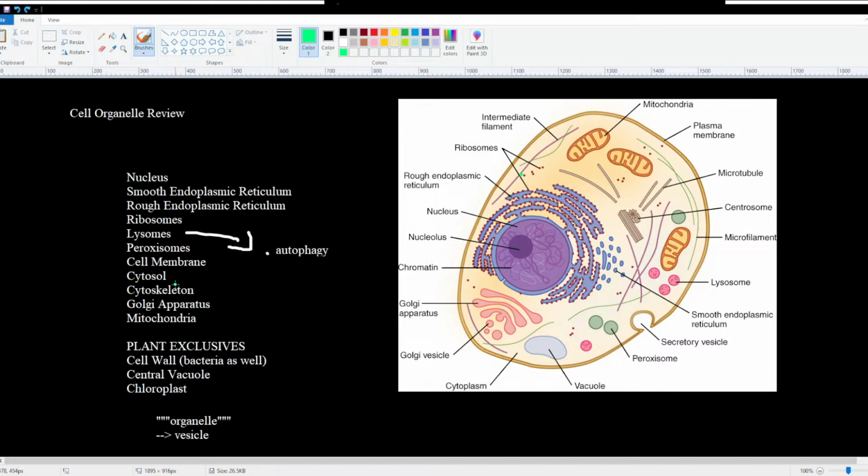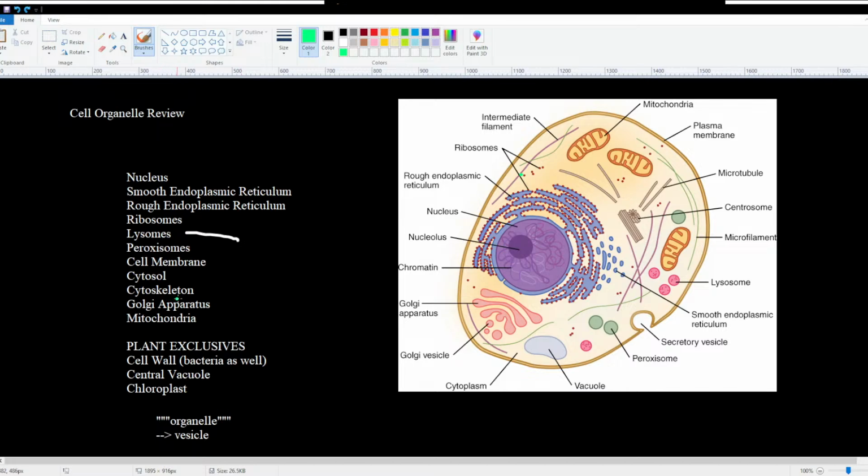Then we have the cytosol. The cytosol is the fluid that everything in the cell is suspended in. It can also be considered the matrix. Not like the movie The Matrix, but something that each organelle is suspended in. The cytosol is the matrix of the cell.